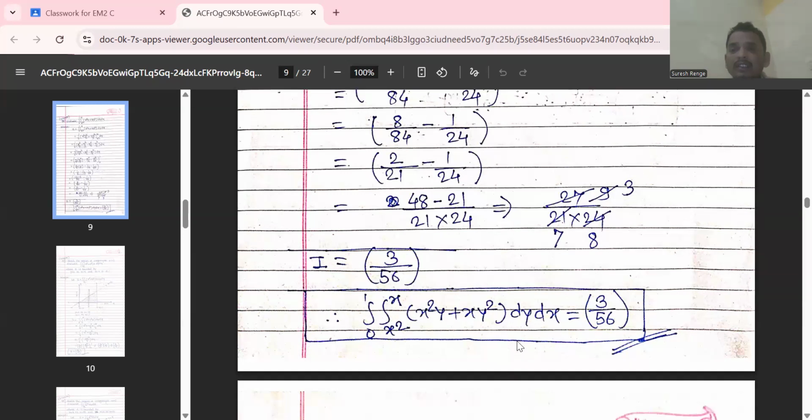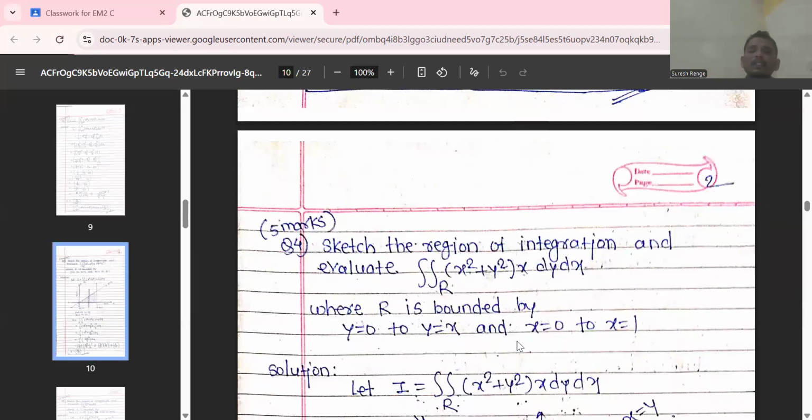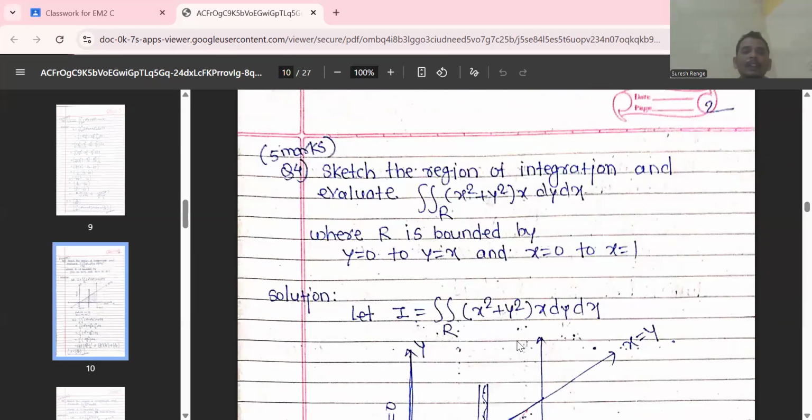Let us start to discuss the next question, sketch the region of integration and evaluate. That question's weightage is 5 marks. This is the first question available in this PDF. Sketch the region of integration and evaluate. What is the integration given?